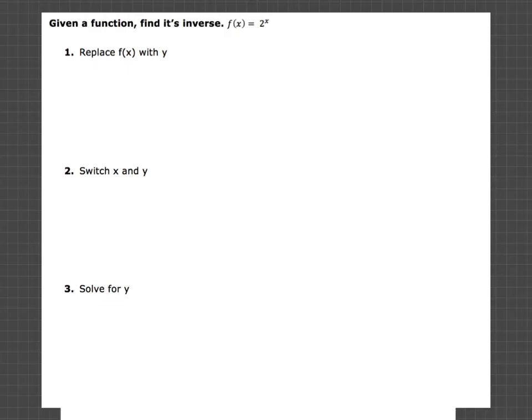So we just looked at the graph of the inverse function for f of x equals 2 to the x, exponential growth with a base of 2. So now let's see if we can come up with the function for the inverse function. So we go through our steps. We're going to replace f of x with y. So that's just a notation change. We just take y equals 2 to the x.